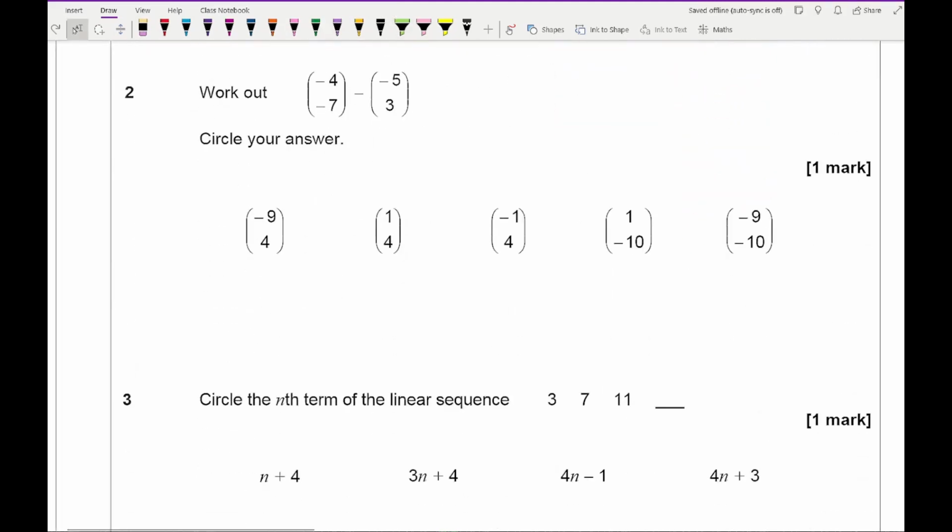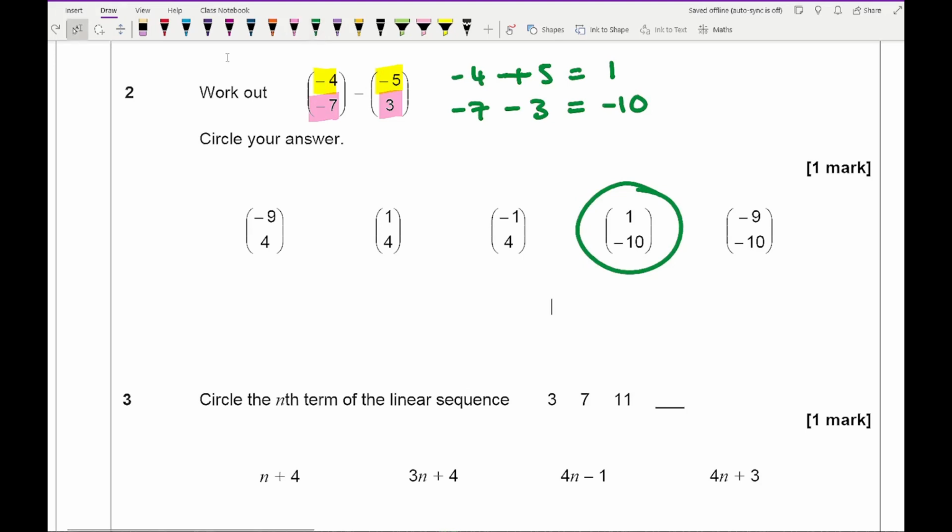Moving on to question 2, it says work out, and we've got two vectors that we need to subtract. So for this, all I need to do is subtract the top two numbers and then subtract the bottom two numbers. So here I've got minus 4 minus 5. That turns to a plus, so that becomes positive 1. And I've got minus 7 minus 3, which is minus 10. So the one I want to circle is the fourth option.